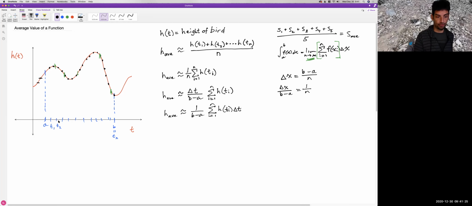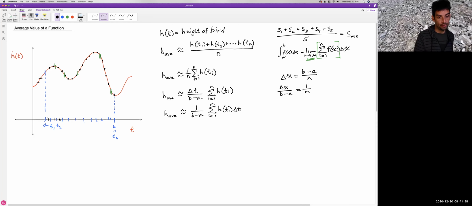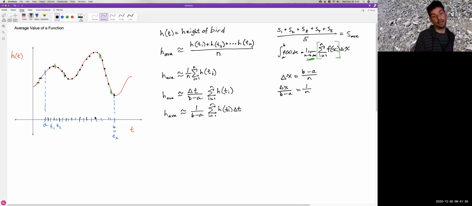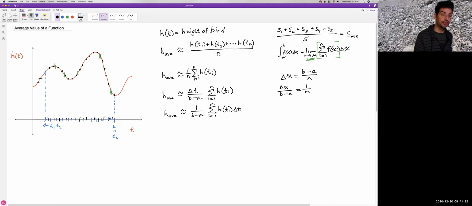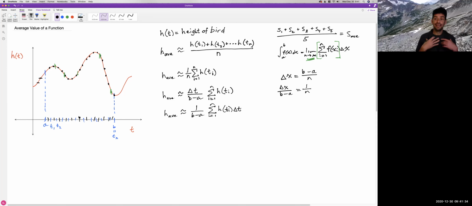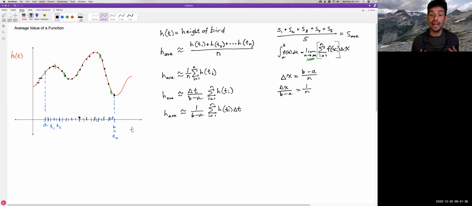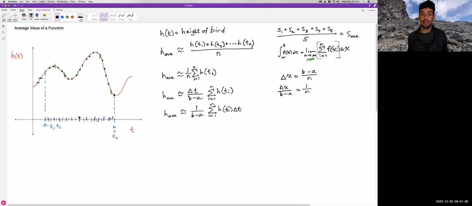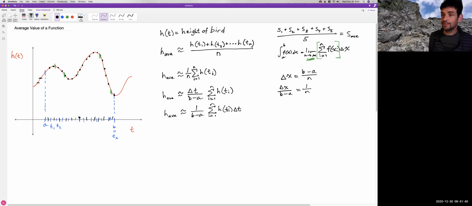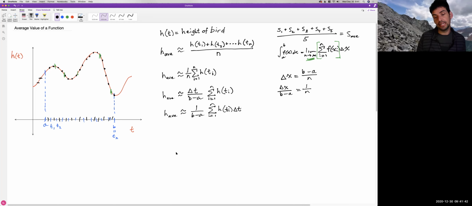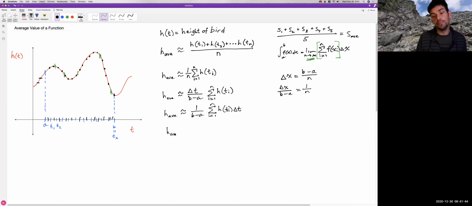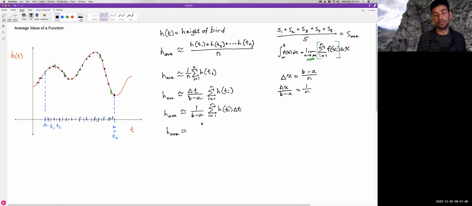So here's my first approximation with all these test points. Now maybe I do twice as many, and I get a better approximation to the average. And I can just keep adding more and more points. Here's where the limit comes in. If this limit exists, we will take that limit, what these approximations seem to be getting closer and closer to, the actual average value.